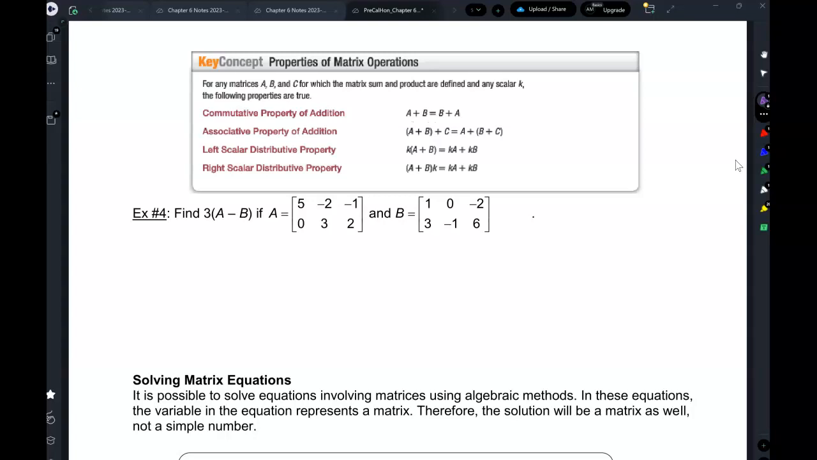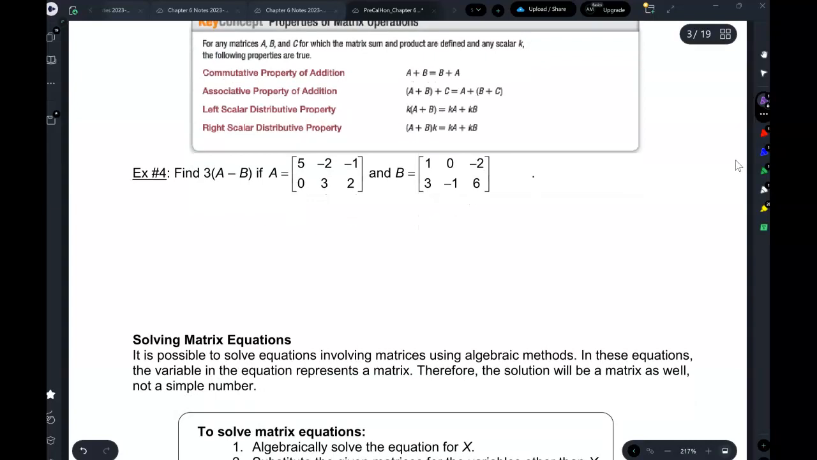Why don't we do it that way, actually, because it's a little bit more straightforward. So let's do 3 times A minus B. So this is 3 times A minus B. So we're going to do 5 minus 1, 4. Okay, since I'm keeping that order, A minus B, I'm okay with not writing it down. But if I was doing B minus A, I would probably rewrite them just so I don't confuse things in my head, right? Okay, so -2 minus 0 is -2.